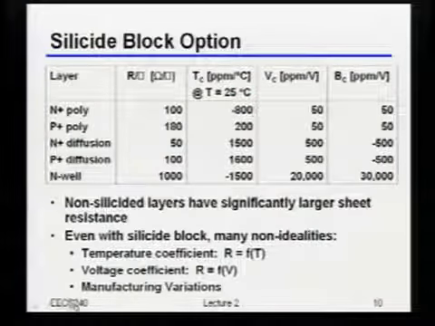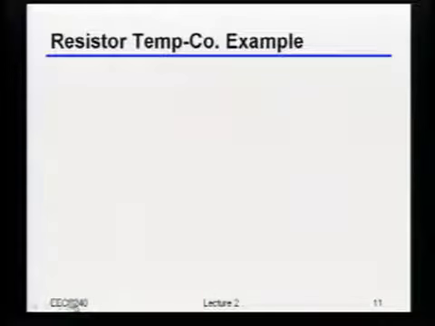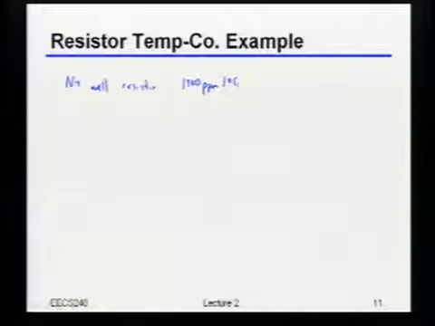So, just to give you an idea of why that might matter, let's go through an example of what these variations might do to you. Again, to give you a ballpark example of how big these things turn out to be. So, let's take a look at an N plus diffusion resistor. Okay, and if I'm not mistaken, or actually let's call that an N plus well resistor. Okay? So if we look up on our table on the previous slide, we've got a TempCo of something like 1500 ppm per degree C. Okay, and I'm just looking at the absolute value here.